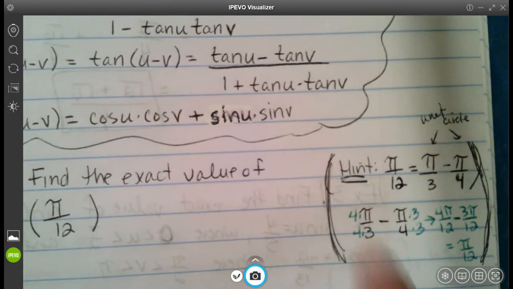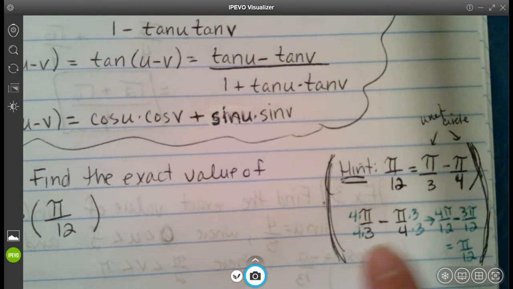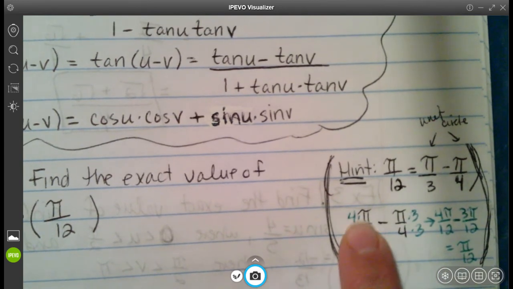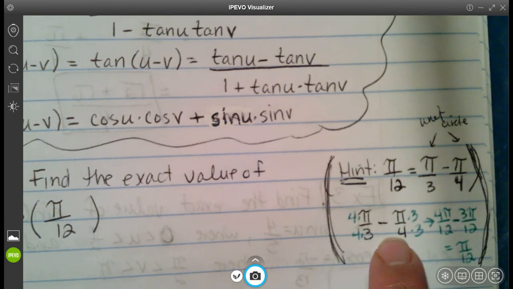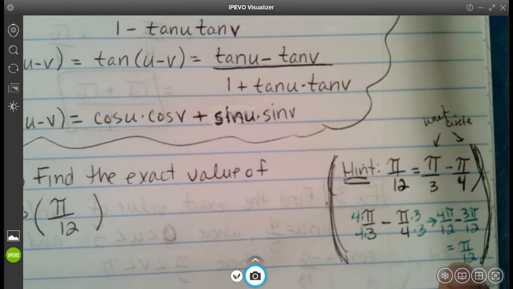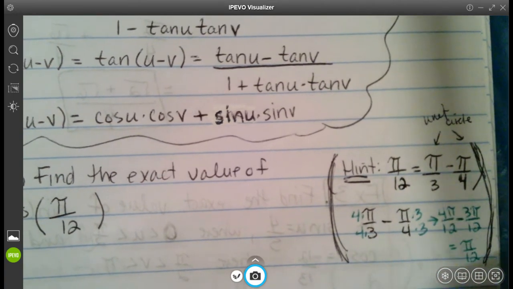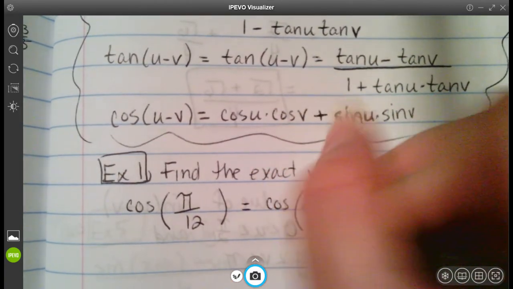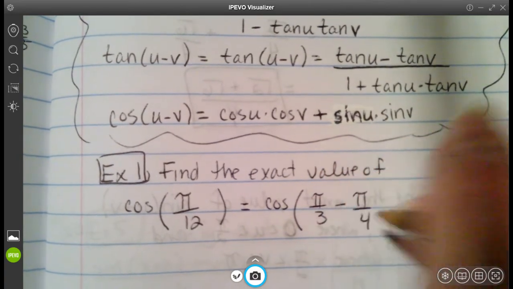So what I just showed you is how I can get pi over 12 from these two. If you do pi thirds minus pi over 4 and find common denominators, that would entail multiplying this one times 4, this one times 3, which gives us 4 pi minus 3 pi over 12, because you have to multiply the bottom. And 4 pi minus 3 pi is 1 pi over 12. So you can see that if I subtract these two, they do give me pi over 12. So I'm going to use this to rewrite this like so: cosine of pi over 3 minus pi over 4.